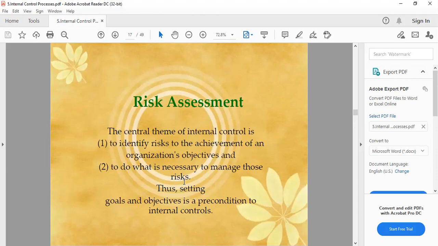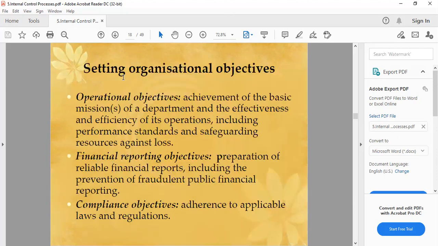To do what is necessary to manage those risks, because we cannot eliminate them overall, we cannot reduce them to zero levels. All we can do is to minimize or lessen or decrease or diminish or manage or mitigate the impact of those risks. Thus, setting goals and objectives is a precondition to internal controls. Meaning to say, goals and objectives are there prior to the establishment of internal controls, because the internal controls would be addressing the risks involved in preventing the achievement of goals and objectives.